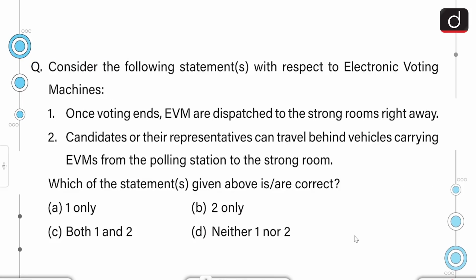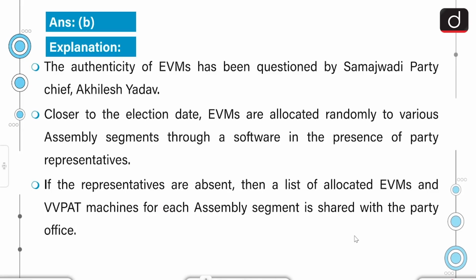Consider the following statements with respect to the electronic voting machines. Once voting ends, EVMs are dispatched to the strong rooms right away. Candidates or their representatives can travel behind vehicles carrying EVMs from the polling station to the strong room. So we have to select the correct statement. Second is correct, B is the correct answer.